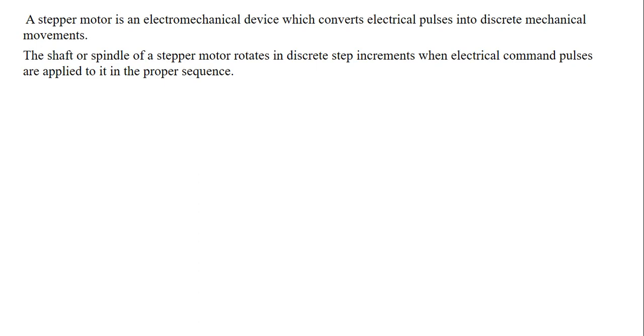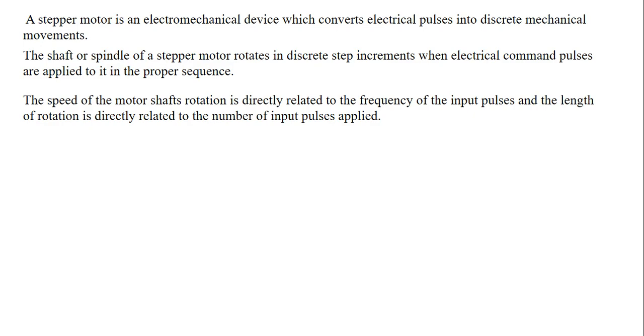The sequence of applied pulses is directly related to the direction of motor shaft rotation. The speed of motor shaft rotation is directly related to the frequency of input pulses, and the length of rotation is directly related to the number of input pulses applied. The length of rotation means whether it is one revolution or two revolutions depends upon the number of input pulses applied.